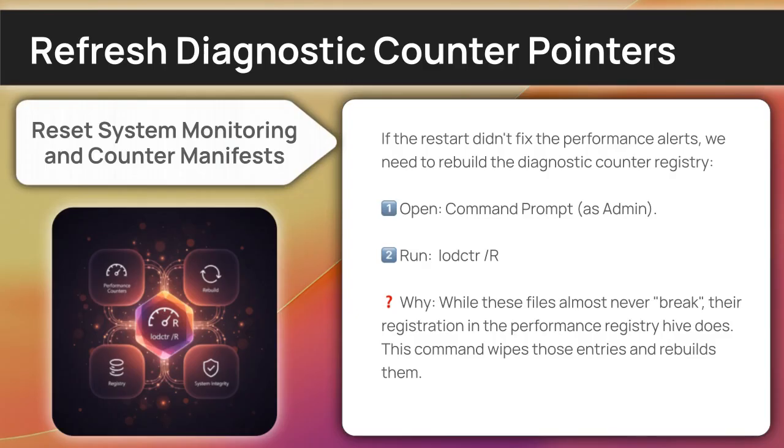If the restart didn't fix the performance alerts, we need to rebuild the diagnostic counter registry. First, open command prompt as admin. Second, you're going to type lodctr /r, then hit enter. Why are we doing this?